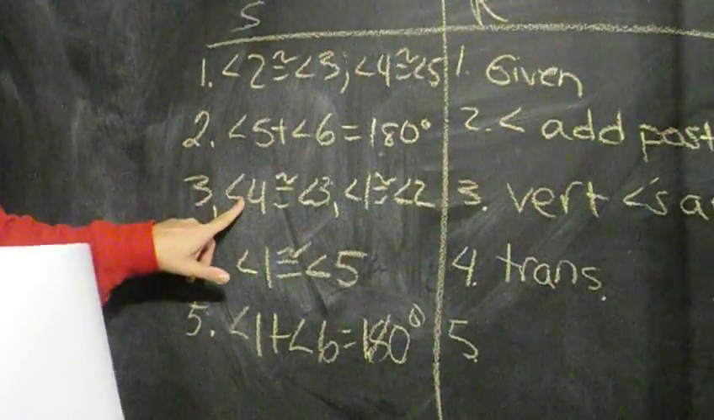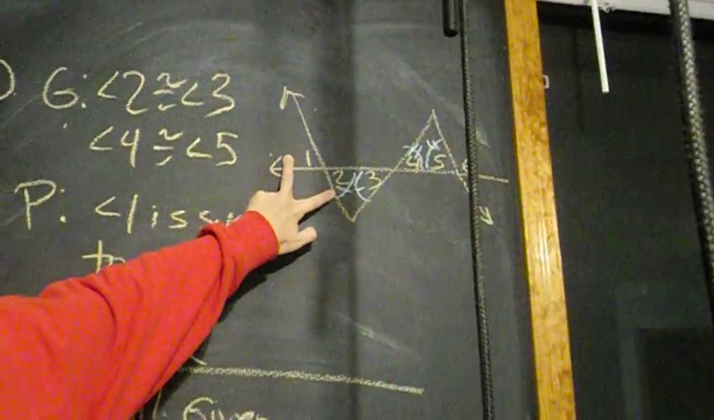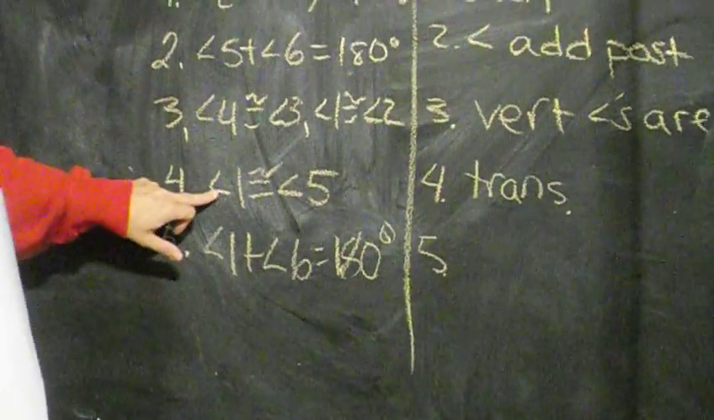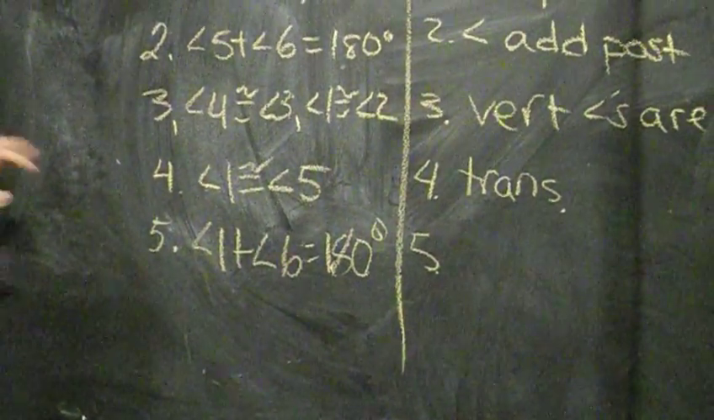Then I said 4 is congruent to 3 and 1 is congruent to 2. Here's 2 and 1, vertical angles. 3 and 4, vertical angles. Vertical angles are congruent. Then I said angle 1 is congruent to angle 5. Why is that? Because watch.